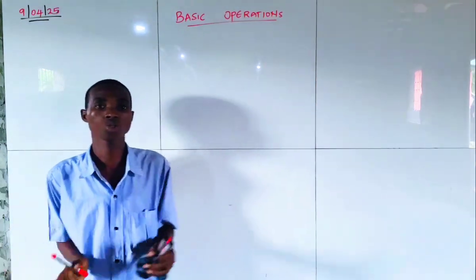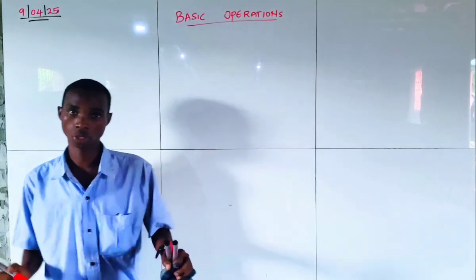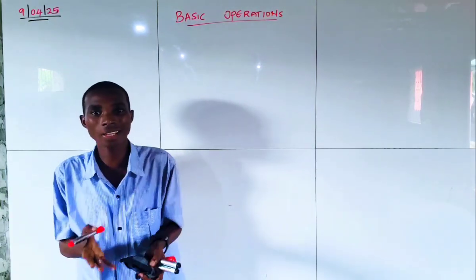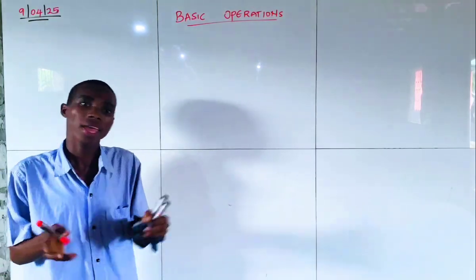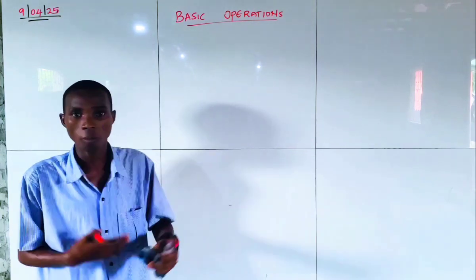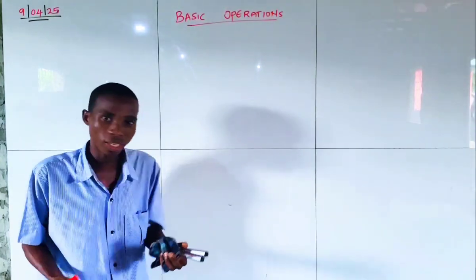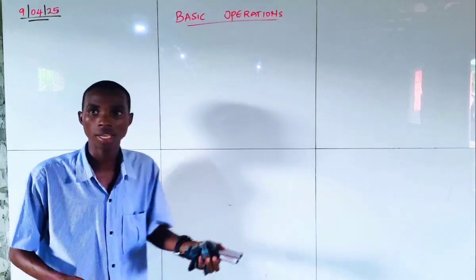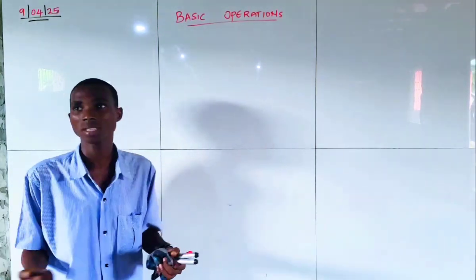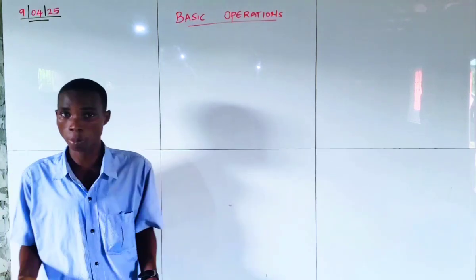I'm here to show you how to solve for the basic operations. When we're talking about basic operations, we are talking about those signs we use to solve any kind of mathematics they are giving us, like the division sign, multiplication sign, addition sign, subtraction sign. All these signs that we use to solve mathematics are known as the basic operations.